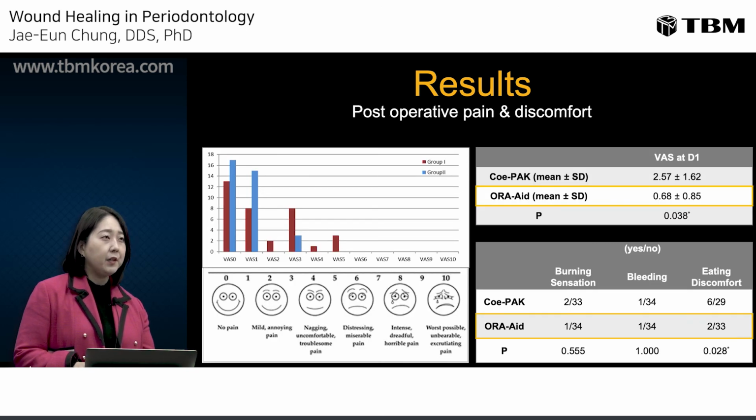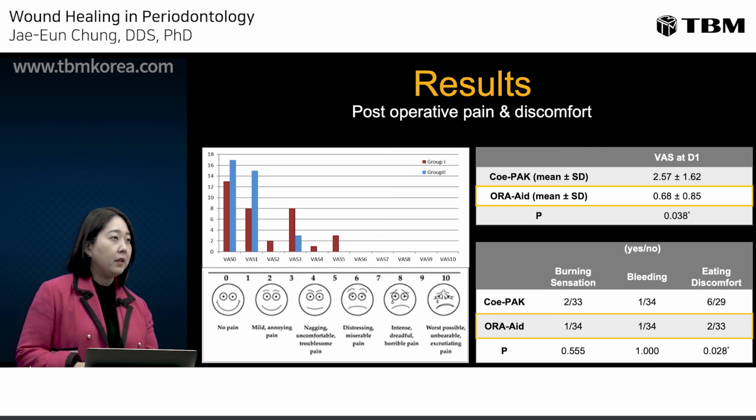But there was a significant difference in postoperative pain. The Ora Aid group showed a significantly lower visual analog scale score 1 day after the flap surgery. Look at the difference between the two groups. Most sites in the Ora Aid group showed a VAS score of 0 or 1 at day 1. For postoperative discomfort, only for eating discomfort, Ora Aid showed a significantly lower score than Coe-Pak. And we think this is because of the bulkiness of Coe-Pak.